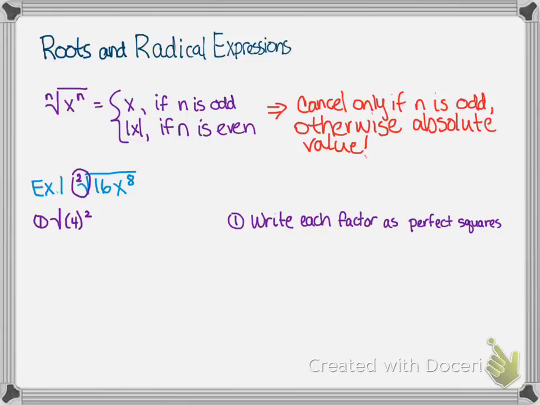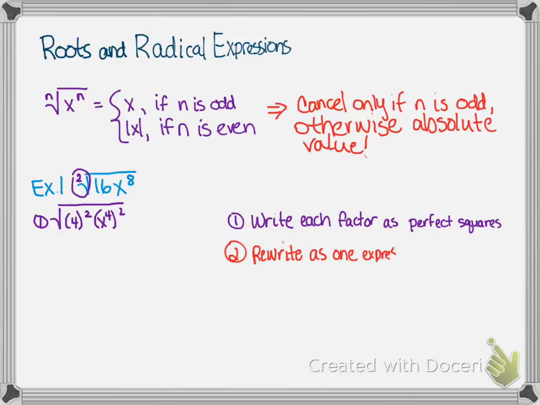So 16 is 4 squared. X to the what power squared equals x to the 8th? Well, I can use my exponent laws and take 8 and divide it by 2 and get 4. So I've got each factor, 16 is 4 squared, x to the 8th is x to the 4th squared. Each of those factors are written as perfect squares.